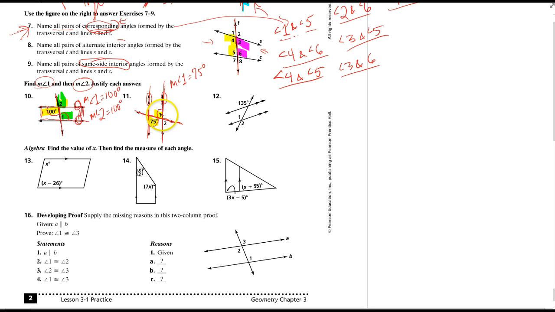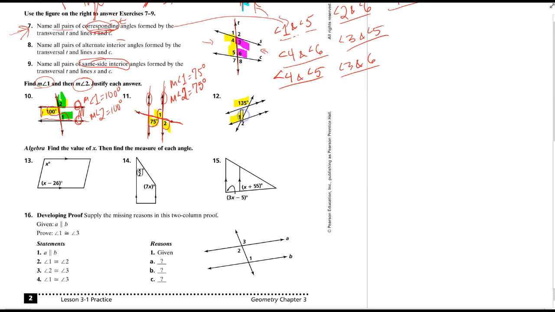Now angle 2, you can see that it's vertical, but that was last section. So let's use corresponding angles. 75 with angle 2. Corresponding angles are congruent. So angle 2 is also 75 degrees. Number 12.